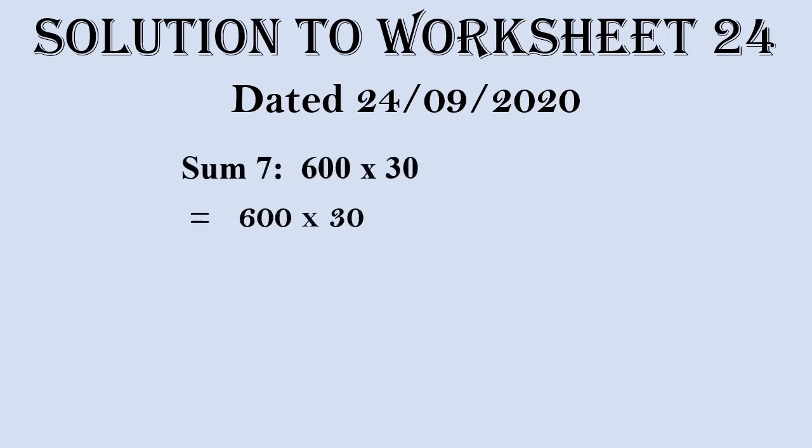Next sum, 600 into 30. Once again, let's count the number of zeros. 3 zeros, right? 3 zeros. We're left to multiply 6 with 3. 6 3s are 18.